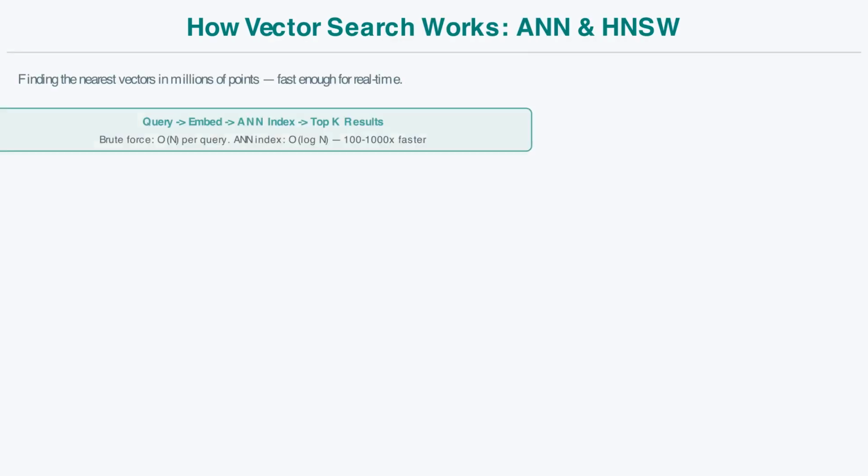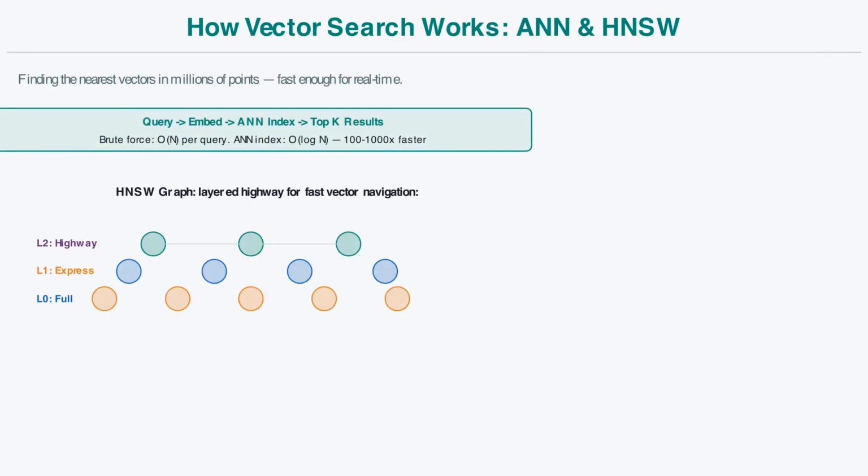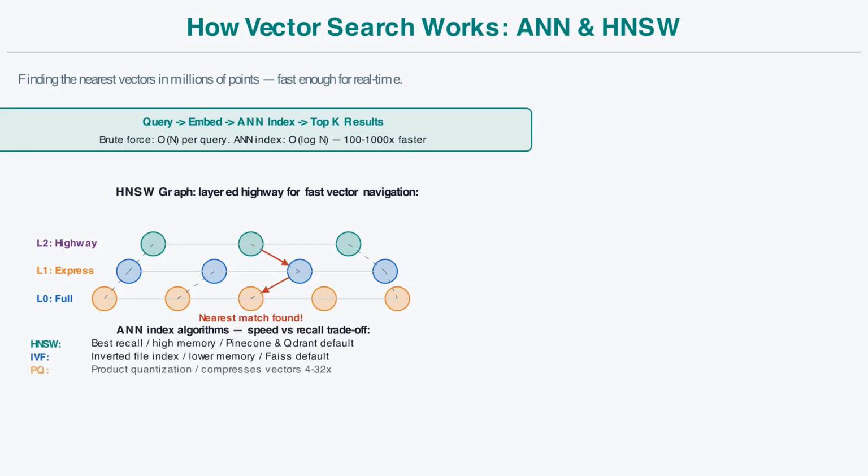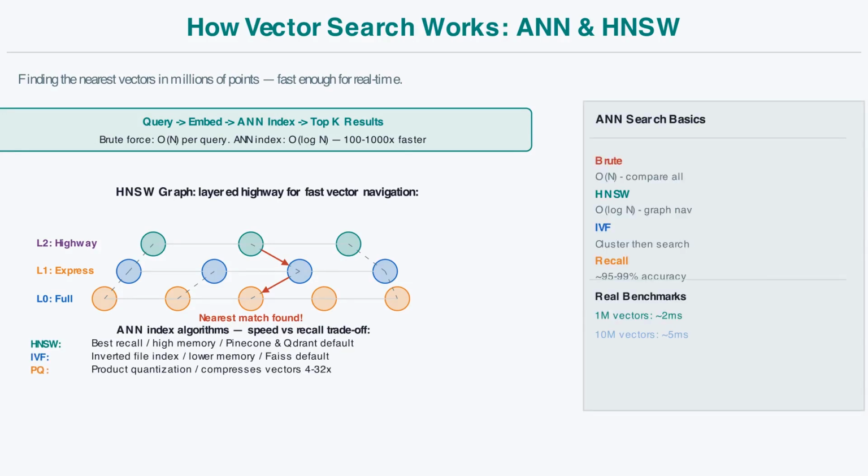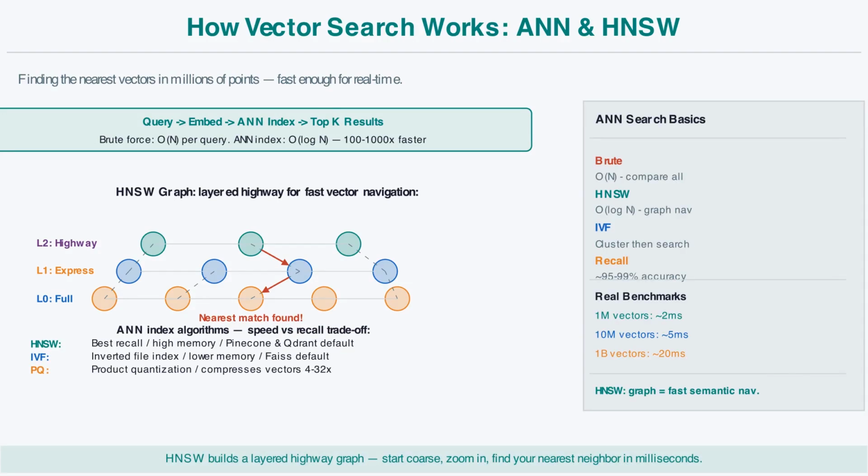Now that we have embeddings, how do we search through millions of them quickly? The naive approach is brute force. Compare your query vector against every stored vector one by one. With 1 million vectors at 1500 dimensions each, that is 1.5 billion multiplications per query, far too slow for real-time use. The solution is approximate nearest neighbor indexing, specifically an algorithm called HNSW, which stands for Hierarchical Navigable Small World.